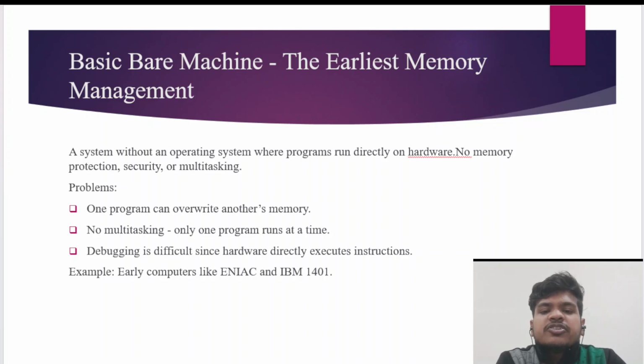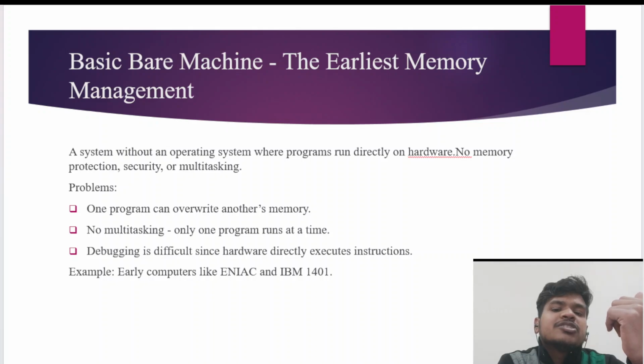A bare machine refers to a computer without an operating system. Think of it like a human without a brain. Programs are directly executed by the hardware with no memory management or OS. The CPU has full control over memory and all instructions run directly on hardware. There is no security, no multitasking, and no protection between the processes. An example of this is the early computers built in the 1940s, like ENIAC and IBM 1401, which ran single programs without an OS.